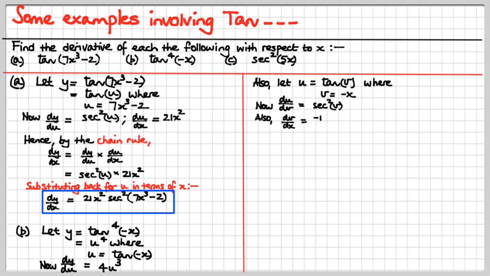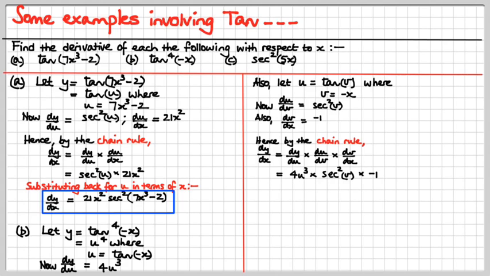So let's just do the chain rule. It's 3 links in this chain. dy du times du dv times dv dx. And plug and play. dy du was 4u cubed.